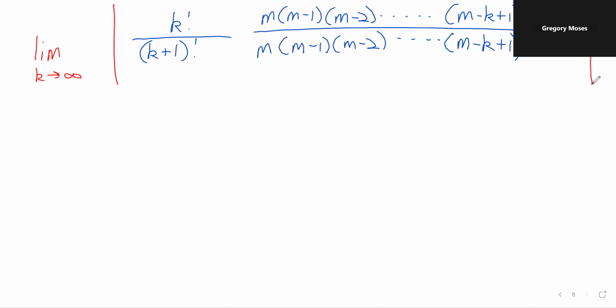The limit as k goes to infinity, and I don't think, I definitely made some kind of error here. Because as k is going to infinity, I mean, we should have a whole bunch of cancellation here. And then k factorial over k plus 1 factorial.